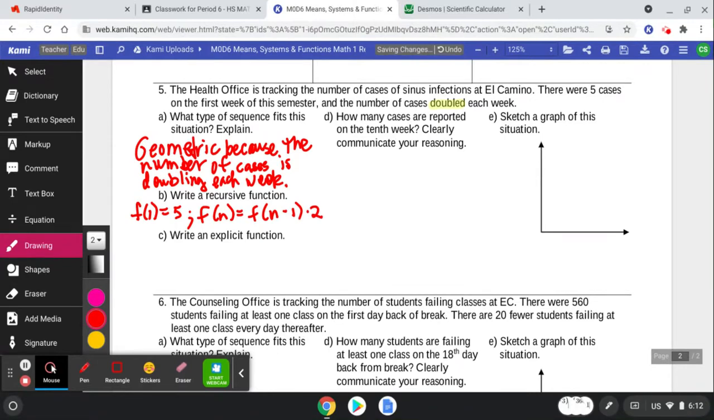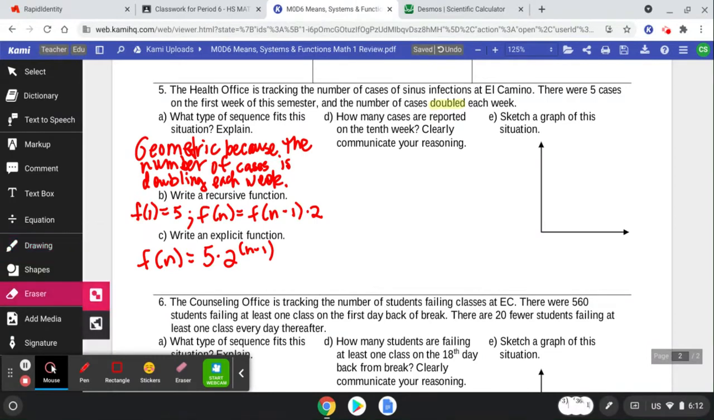How'd you do? For the explicit, we began with 5 cases, doubling each week, each time to the previous term. So this is an exponent of little tiny n minus 1. Go look and see if you got that, because it's repeatedly multiplying. How many cases are in the 10th week?